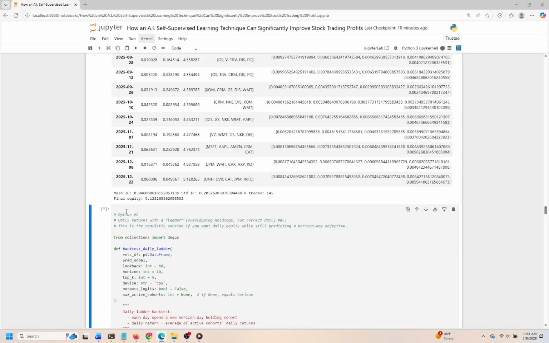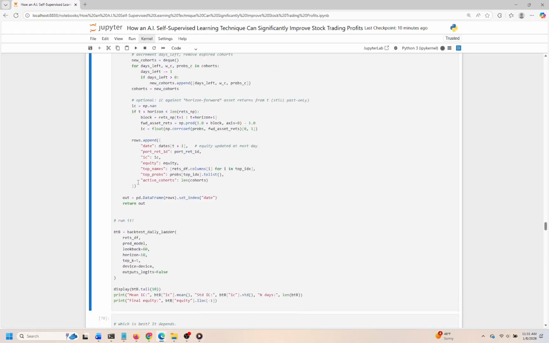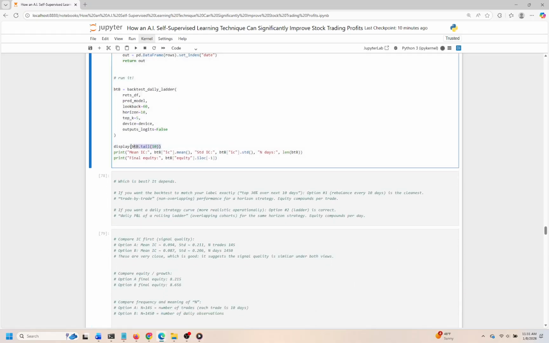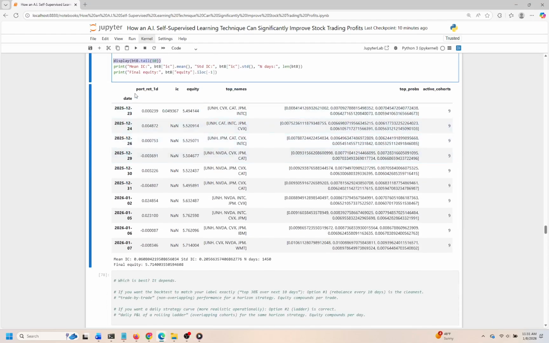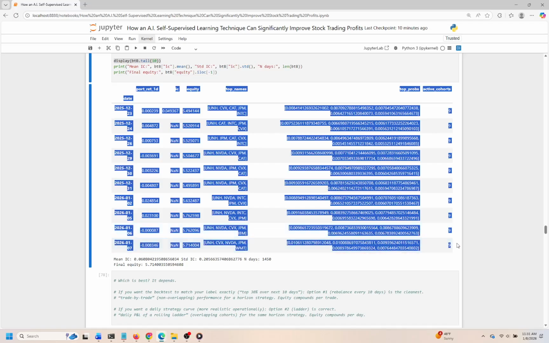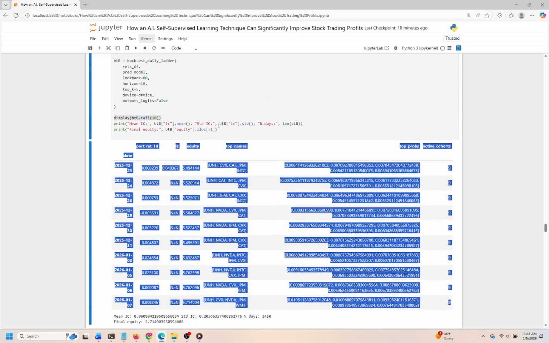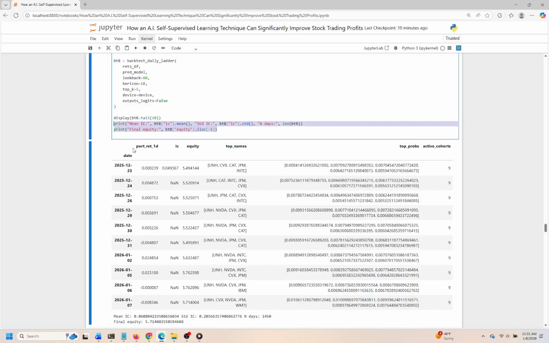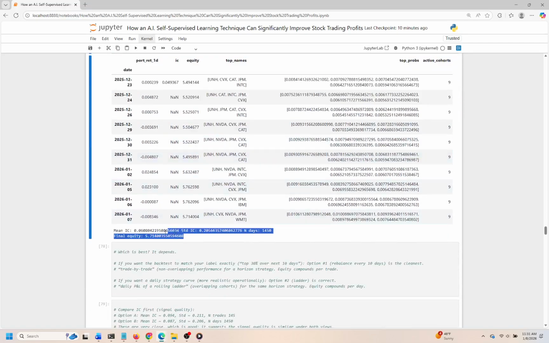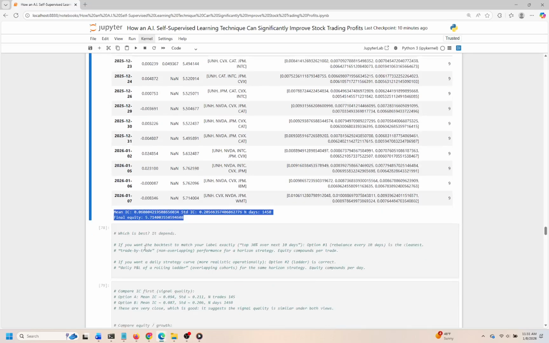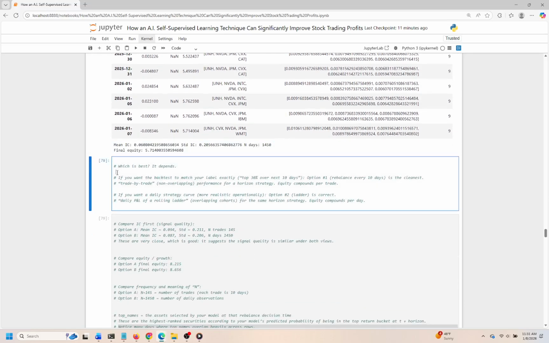Cell 18. In this cell, we explore two different approaches to evaluating trading strategies, illustrating how the choice of method can profoundly impact performance assessment. This is crucial for traders, as the right approach not only shapes their understanding, but also informs decision-making. The first option suggested here involves rebalancing every 10 days to achieve a precise match with a defined label of top 30% over the next 10 days.